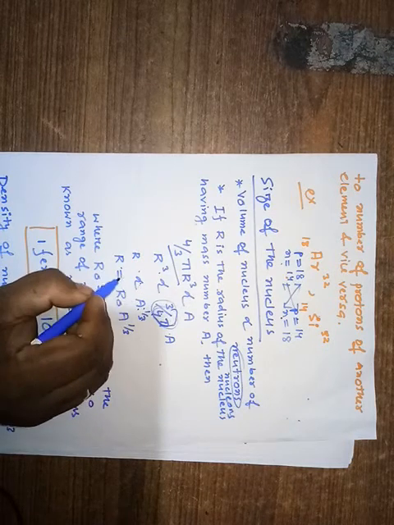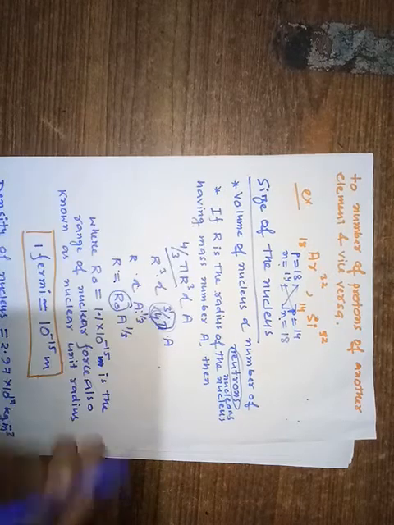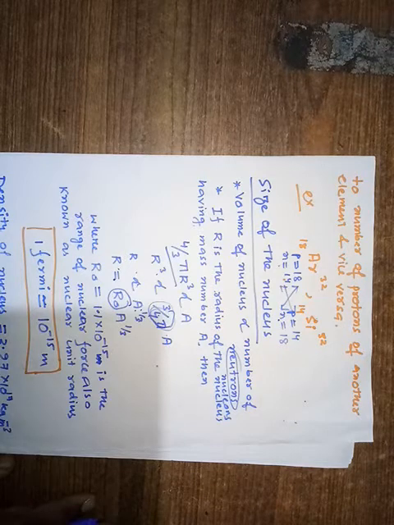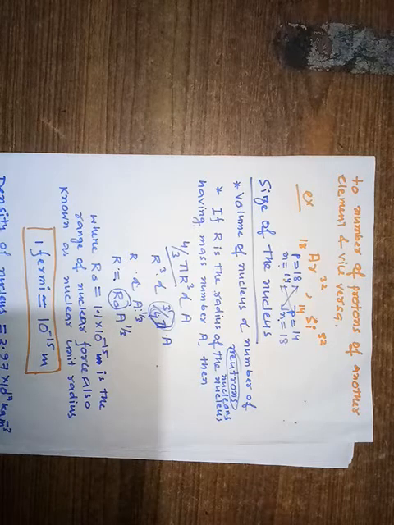So this proportionality sign I am replacing with an equal sign, so I will have to put a constant, that is r naught. So r is equal to r naught A to the power 1 by 3, where r naught is what? 1.1 into 10 to the power minus 15 meter. It is the range of the nuclear force.